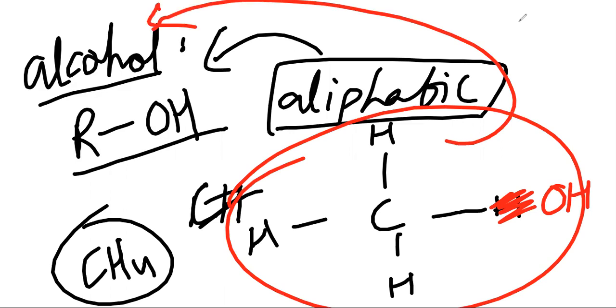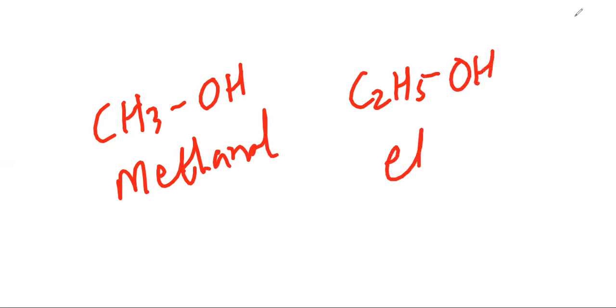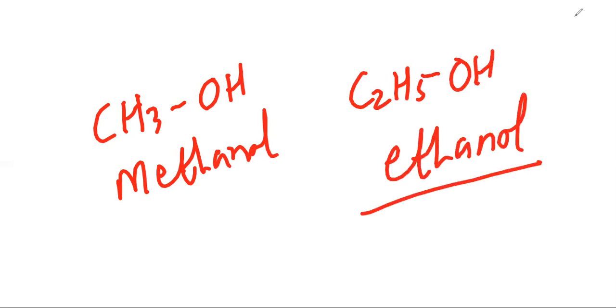The formula which I've written is called methanol. C2H5OH is ethanol. You can say methanol or methyl alcohol. CH3 is methyl and OH is alcohol. This is called methyl.